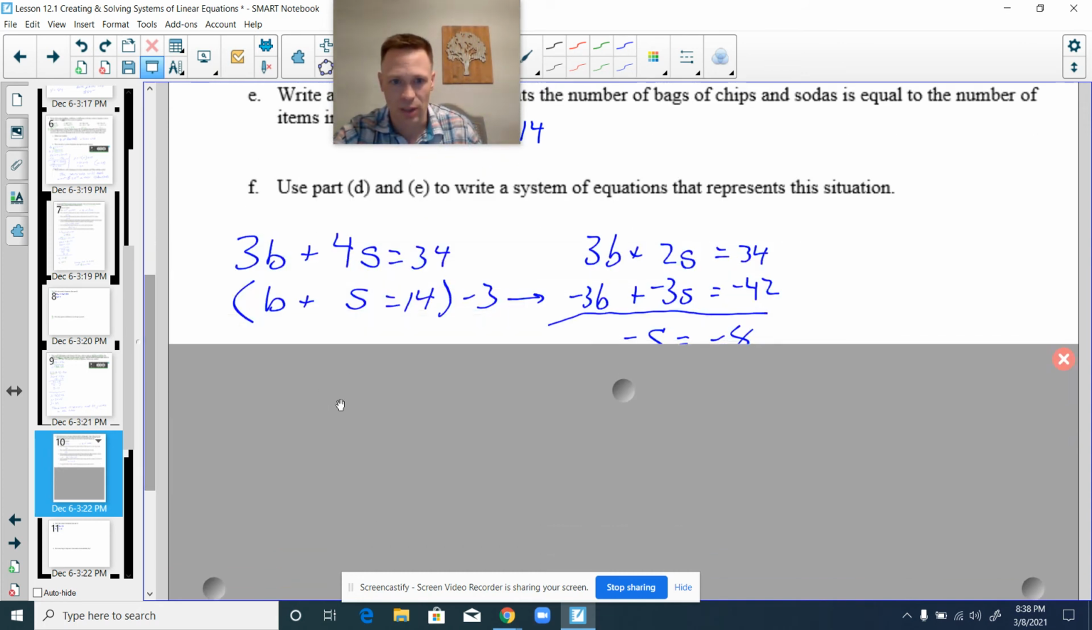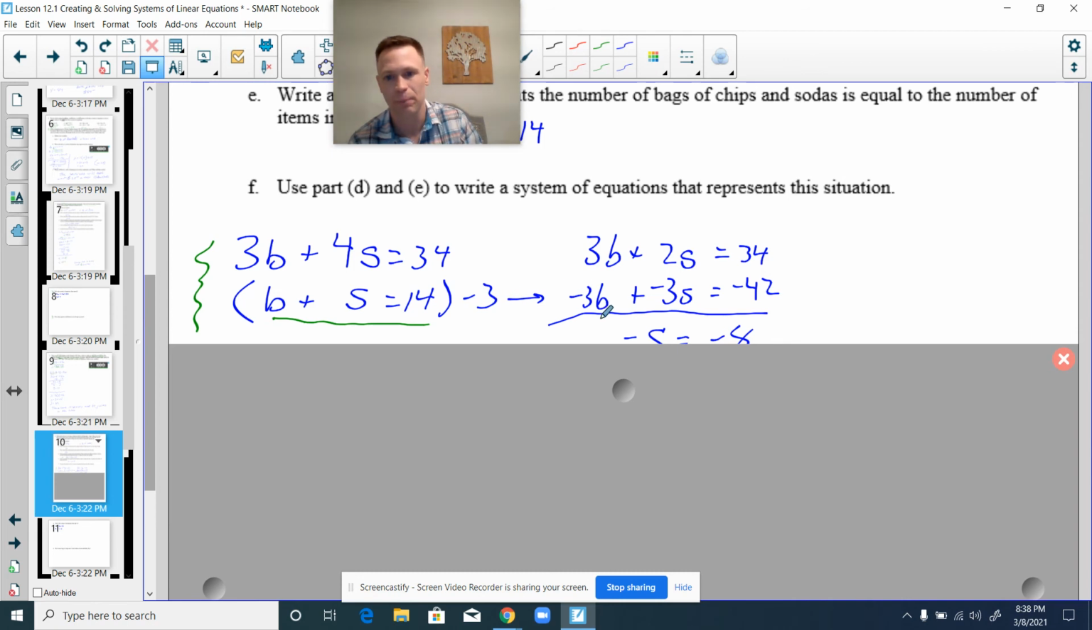So I kind of broke this into 2 parts. So this is the original system. The 3B plus 2S equals 34, and the B plus S equals 14. So this one would clearly be an elimination because the variables are lined up. So I'm going to do that. However, when I try to add these vertically, I won't get a variable to cancel out. So I'm going to multiply the bottom equation by -3.